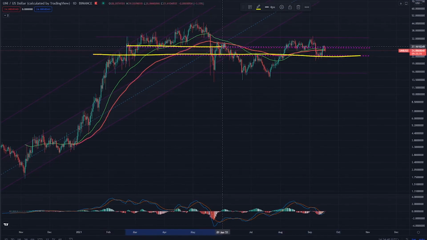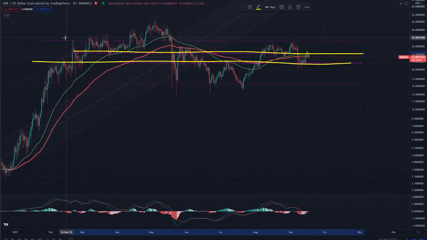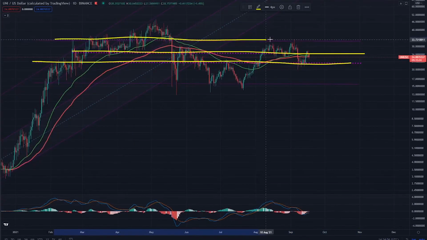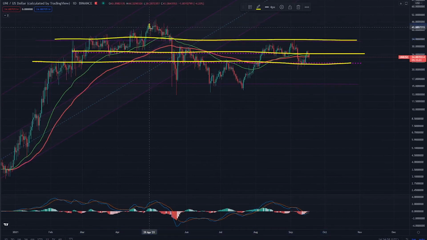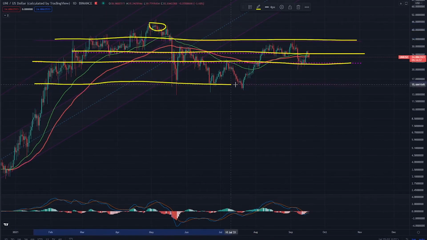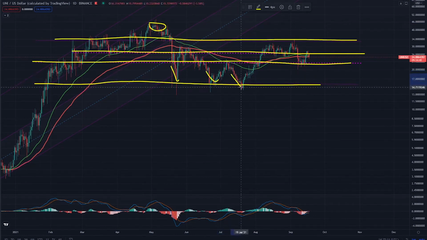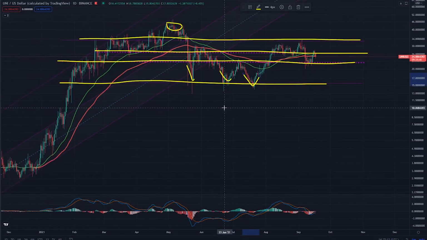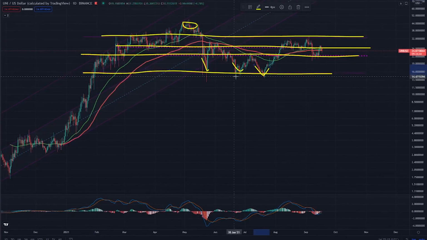At the moment the price is sandwiched in between those trend lines, but we also have this upper resistance over here just under these all-time highs from April 2021, and this lower support which had quite a few tags along the way in the middle of May, and also at the end of June, at the end of July pretty much, so quite a strong support as well.